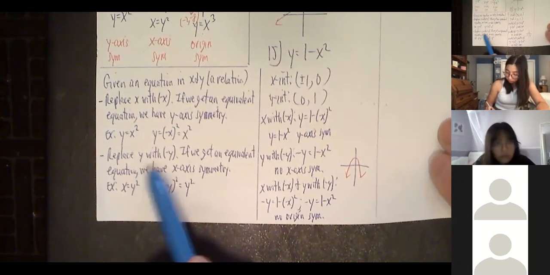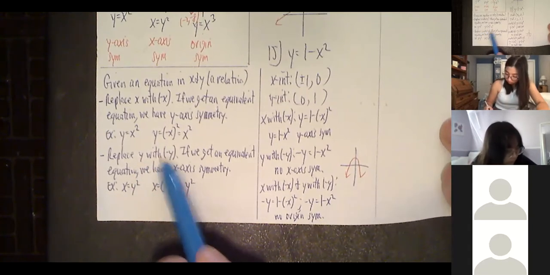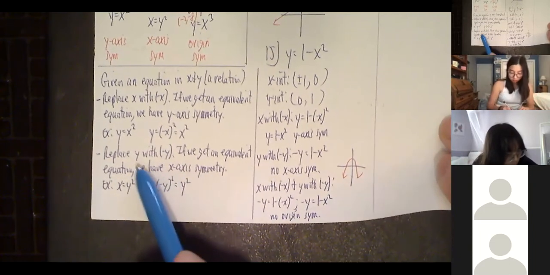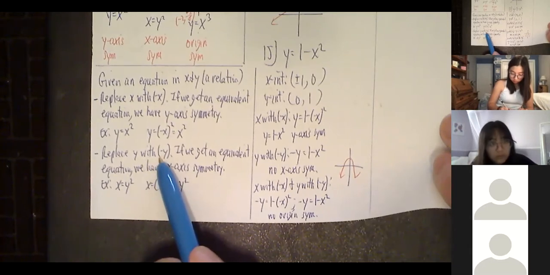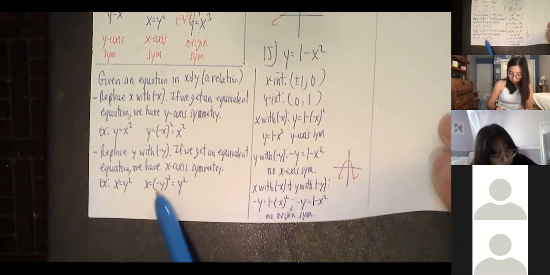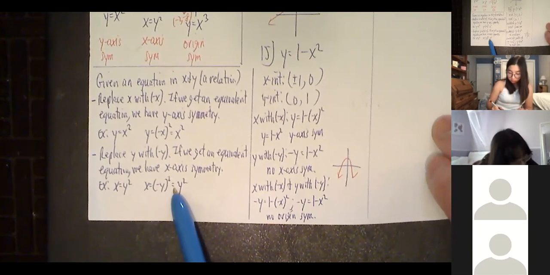Now, reverse it with y. If you replace y with negative y, and you get the equivalent equation, you have x-axis symmetry. So in the original equation, change y to negative y, like here. x equals y squared, make it x equals parentheses negative y squared, but you notice that is the same thing as just y squared. So that's something called x-axis symmetry. You have x-axis symmetry.